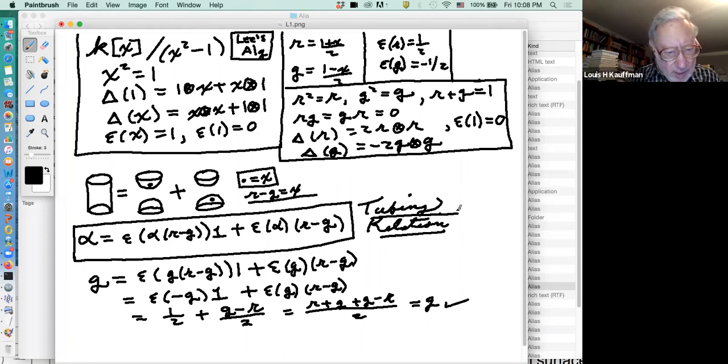So let's think about this a little bit for classical knots and see what we can find out about this homology. I'm going to show you an interesting trick, which will get us quite a ways into understanding how this homology works.